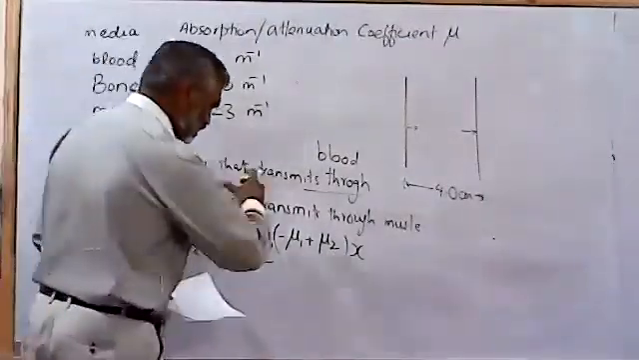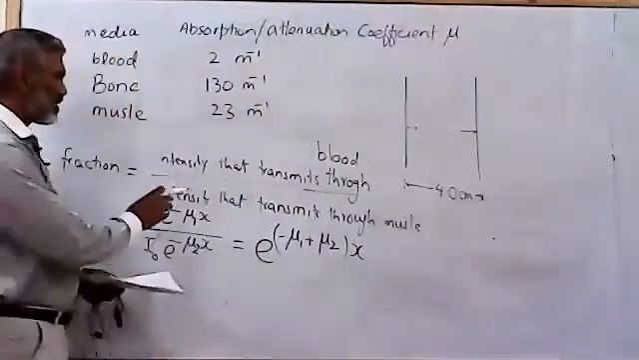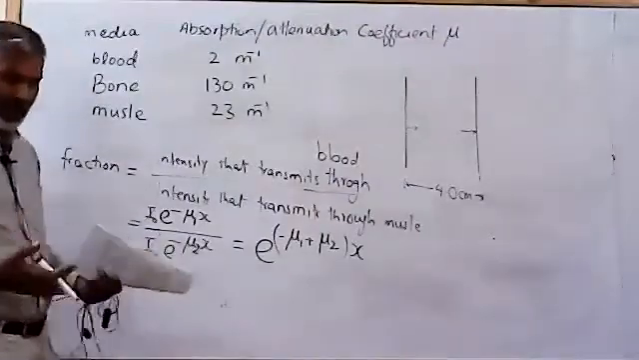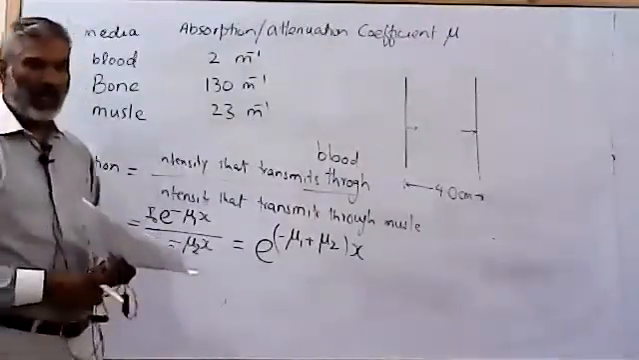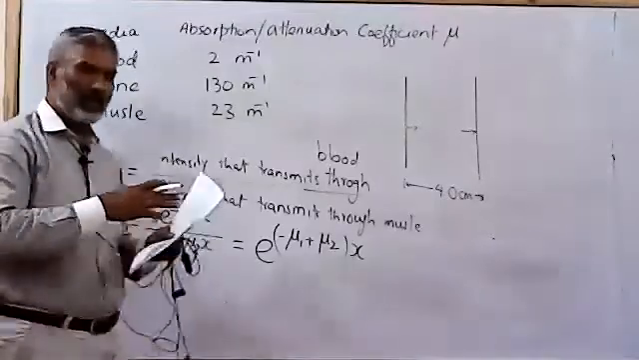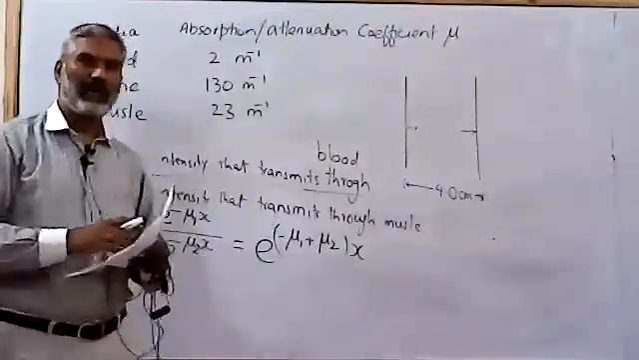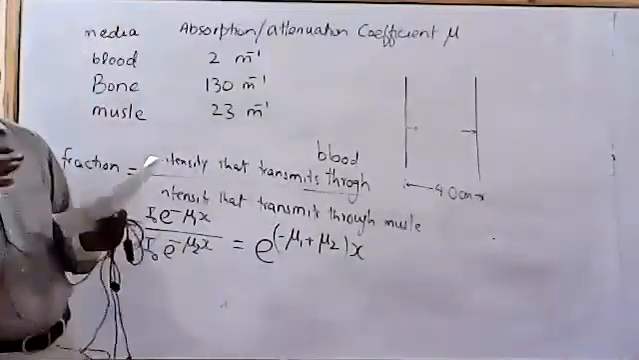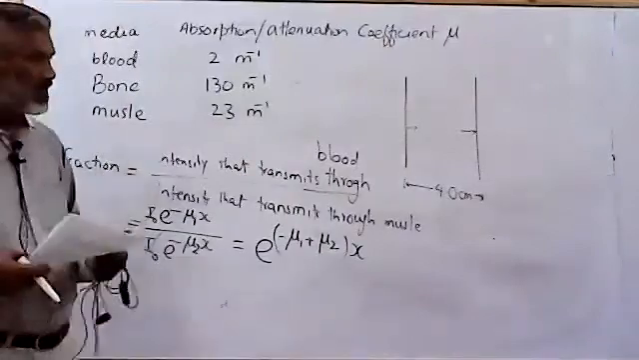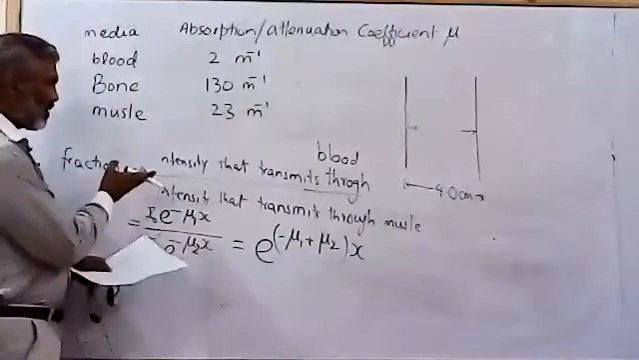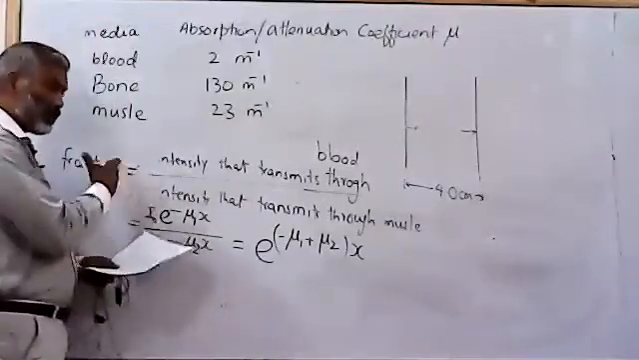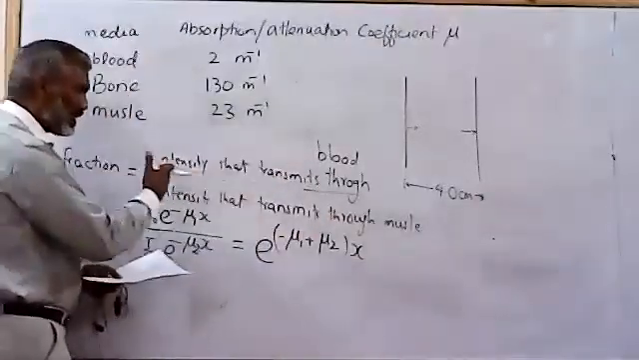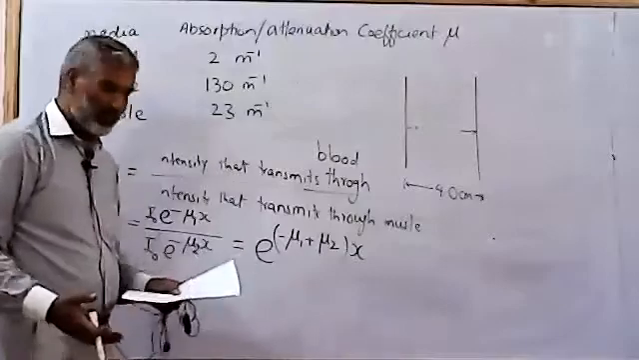So this is the simplified form of the formula that we can use to calculate fractions whenever they ask, because they frequently ask questions like this: if we have different media, they of course have different values of the absorption coefficients, but what if they have the same thickness? We want to calculate the fraction. We want to know the intensity that transmits through one type of medium to the intensity that transmits through another type of medium. So this is the formula.